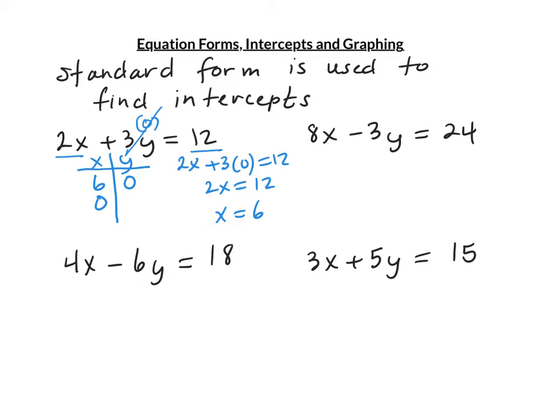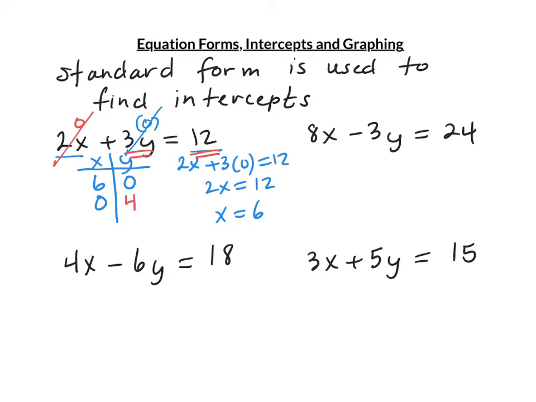Now I could do the same thing again. Let's change colors. If I put in x is 0, 2 times 0 would be 0, that term would drop out. I get 3y equals 12, and 3 times 4 is 12.